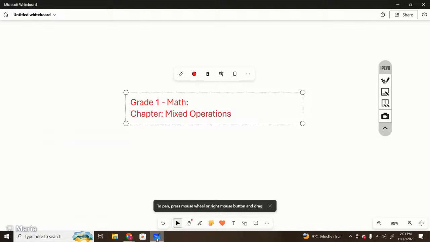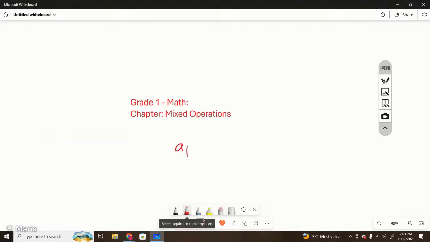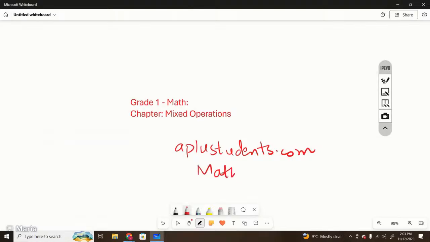We are here for grade 1 math. You can find all the lessons on aplusstudents.com. You have to log in there using your email address and password provided by the administrator. Then you have to select math from the subject tab, scroll down to grade 1 math and then click on view all lessons.